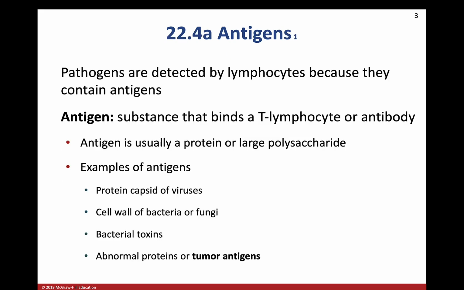Now, pathogens are detected by lymphocytes because they contain antigens. Antigens are defined as any substance that binds to a T lymphocyte or an antibody. Antigens typically are a protein or large polysaccharide, and some examples of antigens would be the protein capsid of viruses, bacterial toxins, the cell wall of bacteria or fungi, or abnormal proteins or tumor antigens.